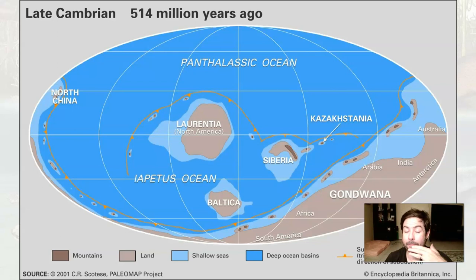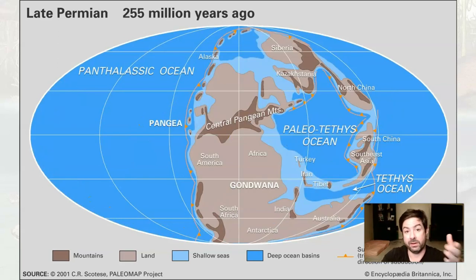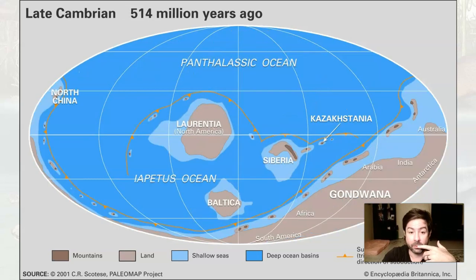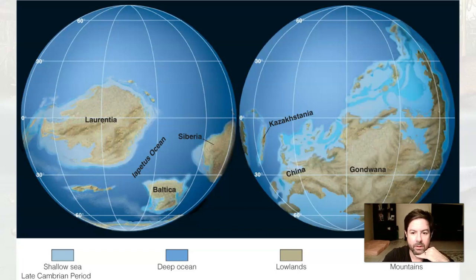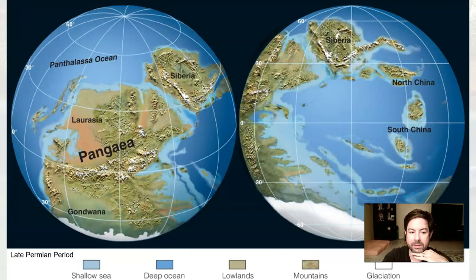This is how Earth looked to start off the Paleozoic in the Cambrian, and this is what it looked like at the end in the Permian, forming Pangea. In the Cambrian, we had the breakup of Pannotia that occurred back in the Proterozoic eon, so this is a little bit after the breakup of Pannotia, and we end the Paleozoic with Pangea. Again, what it looked like in the beginning, and what it looked like at the end of the Paleozoic.